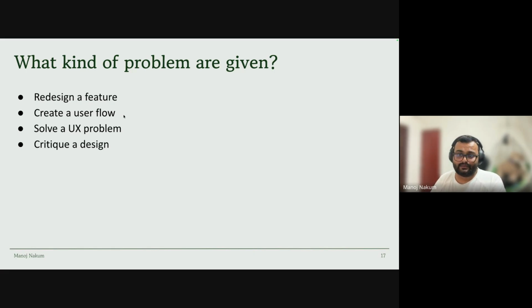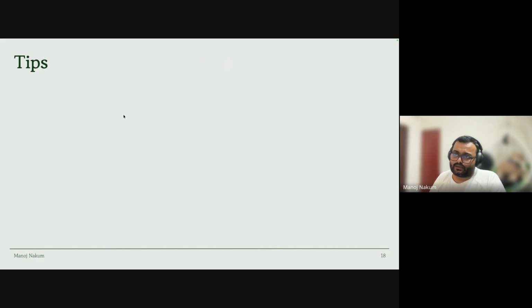It might be just to do a critique of the design. Okay? That okay, this is the design, critique it. It might be around ideation as well. Sometimes just a paper step, that okay, if you had to introduce a new feature, can you give us a rough idea of what kind of structure you would put in place? Okay? So these are the kinds of things that would be given.